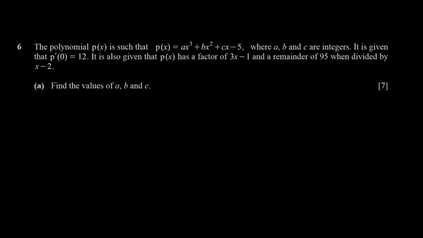Well, basically, we've got 3 bits of information there, right? This bit of information, this bit about the factor, and this bit about the remainder. And we just got to use these 3 to find a, b, and c. So why don't we start with the first one? P prime of 0 is 12.